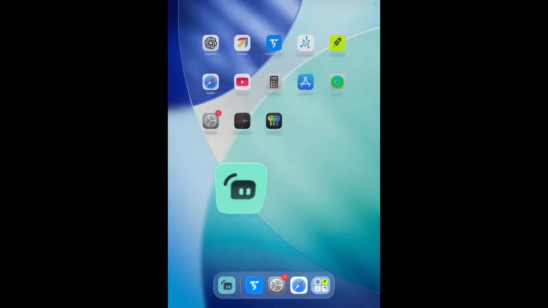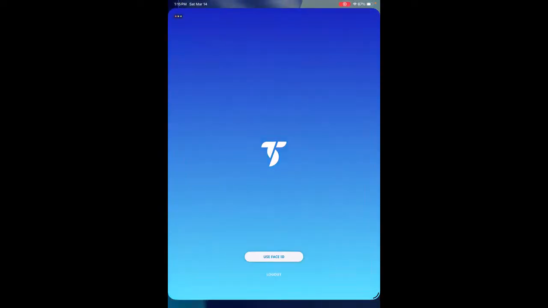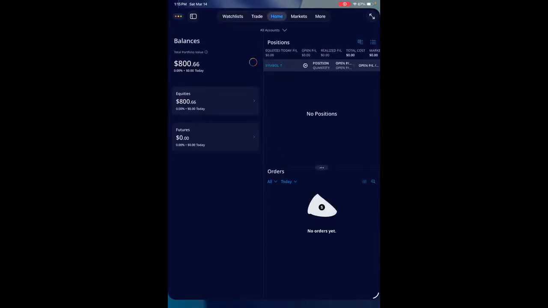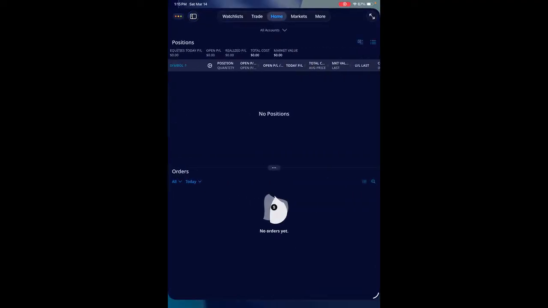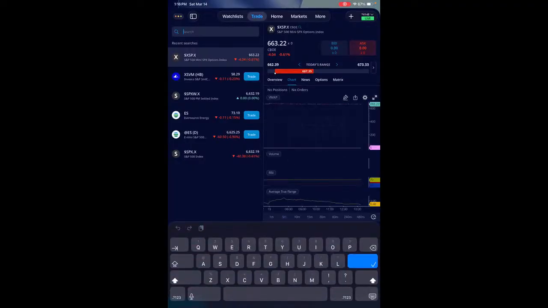So let's try. I think Titus uses SPX. Isn't that what you use? Yes. Let's see what we'll do with that. Try SPY.